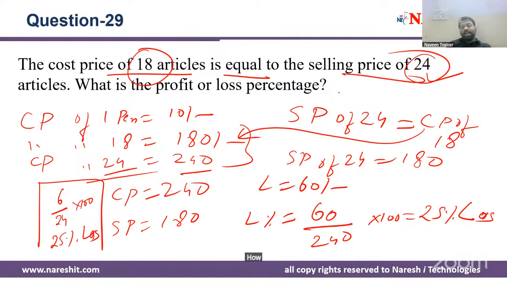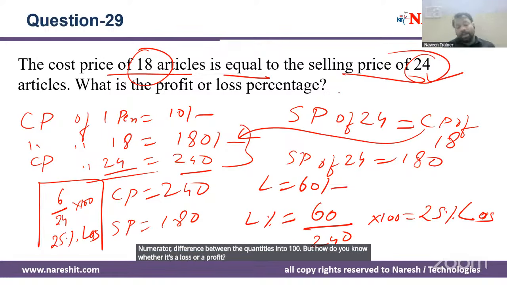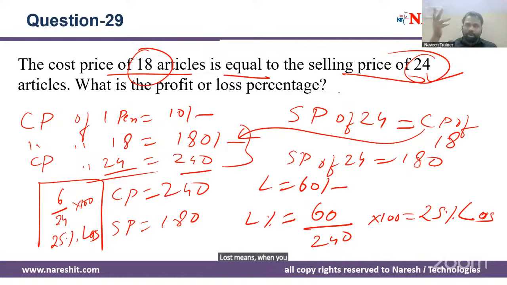How you'll get a numerator? Difference between the numbers. Denominator, number of products sold. Number of products sold is the denominator. Numerator, difference between the quantities into 100. But how do you know whether it's a loss or profit? Loss means when you bring less, you sell more, you're making a loss. When you bring more, you sell less, you're making a profit.